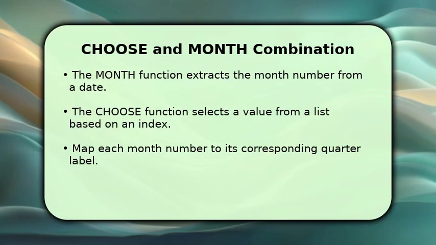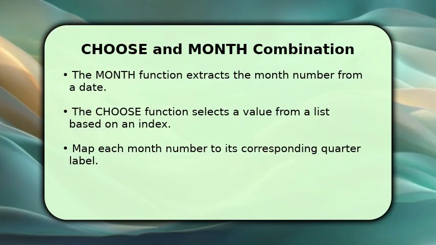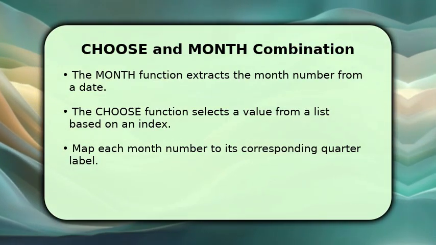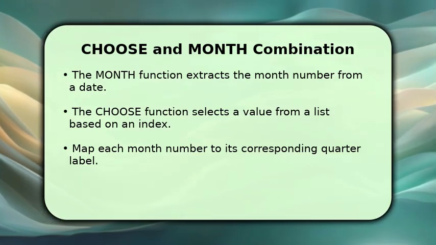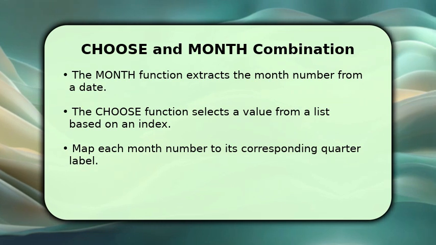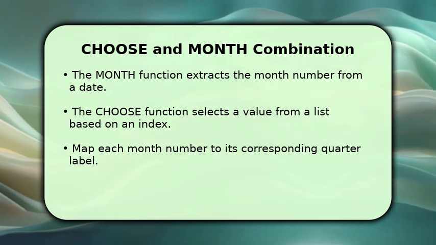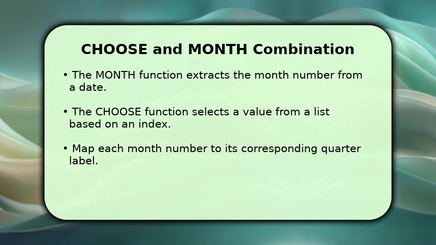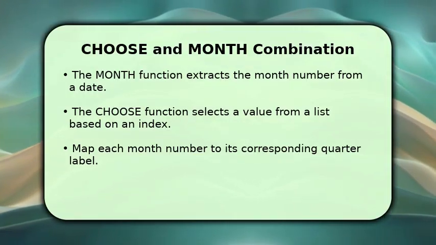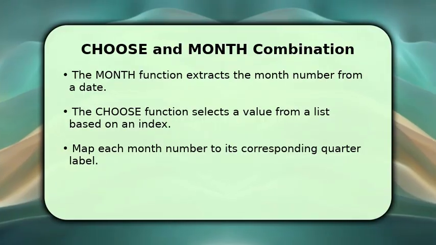Another powerful approach involves combining the choose and month functions. The month function provides a number from 1 to 12 for your date. You then use this number as an index for the choose function, which has a list of 12 quarter labels. This allows you to directly assign Q1, Q2, Q3, or Q4 to each month. It offers great flexibility for custom quarter naming.